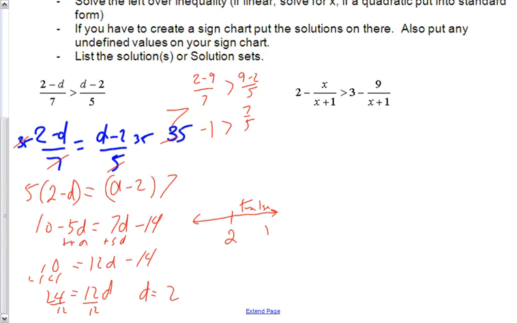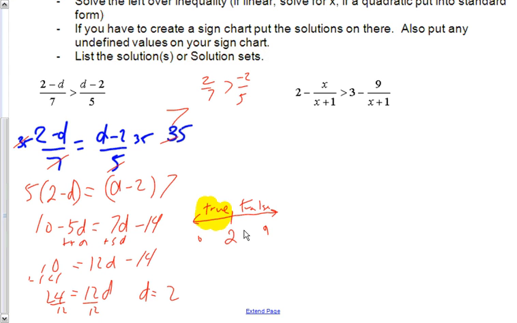I picked 9 over here. That didn't work. I'm going to pick 0. That's an even easier number to pick. That's 2 minus 0 over 7. That's 2 sevenths. Is that greater than negative 2 over 5? And that is true. So all I got to do is list my solution. Well, it is this side, from negative infinity to 2.